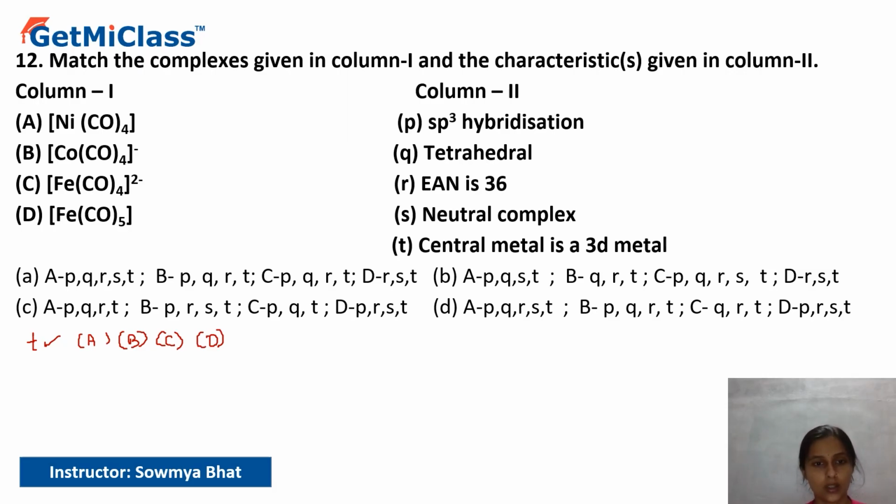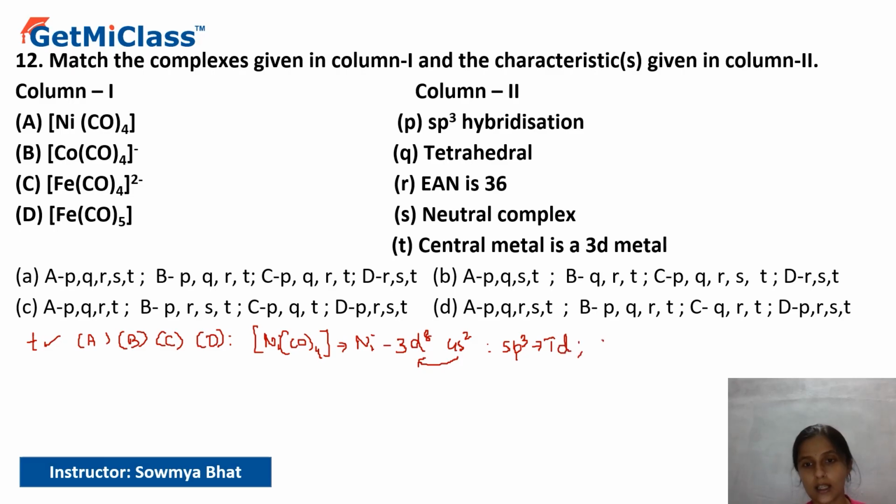In option A, the first complex is nickel tetracarbonyl. Here nickel is in zero oxidation state, so the configuration will be 3d8 4s2, and 2 electrons are going to jump during the hybridization as carbonyl is a strong ligand, and you get sp3 hybridization. The shape would be tetrahedral. For EAN, the central metal atom has 28 electrons, plus 8 electrons given by carbonyl, as each monodentate carbonyl donates a pair of electrons, so you get 36. So option A has P, Q, R, S, T.